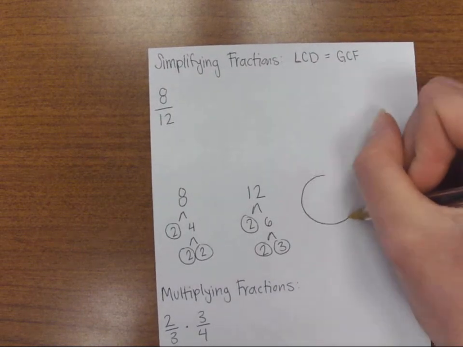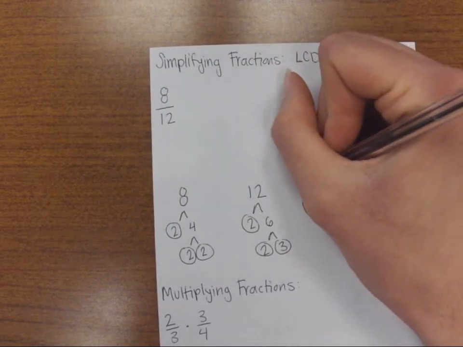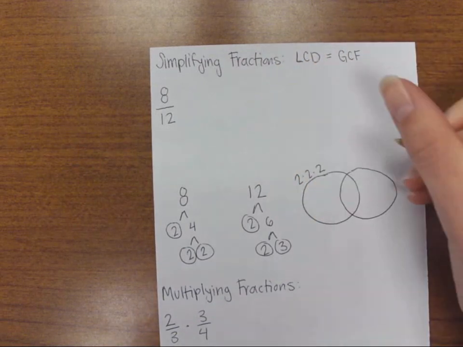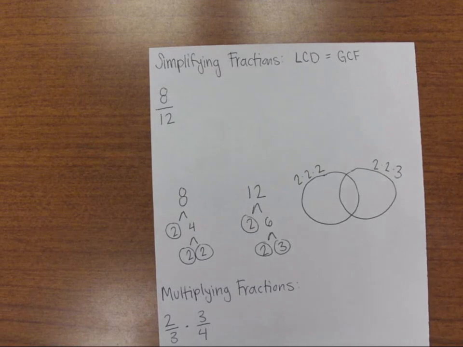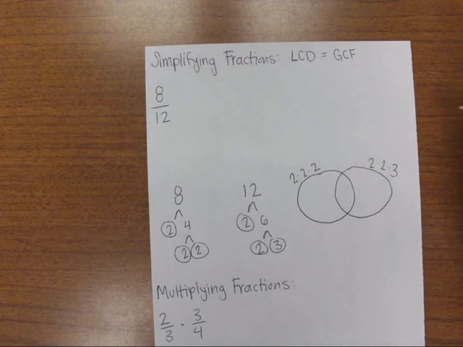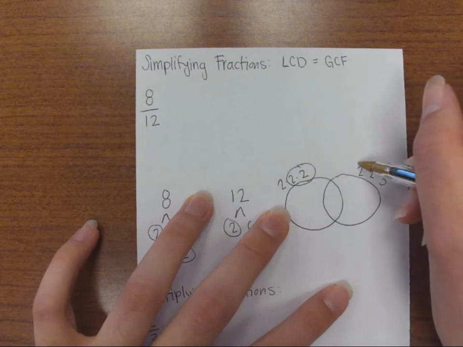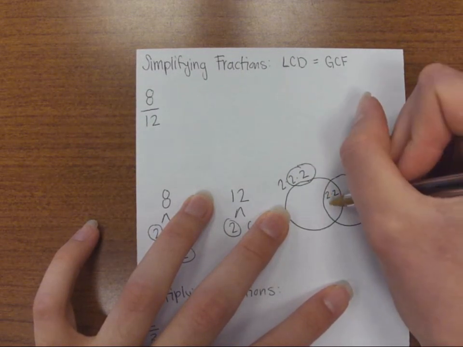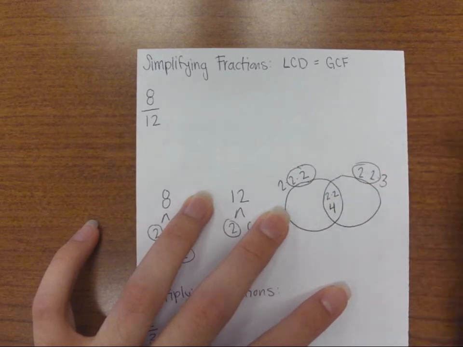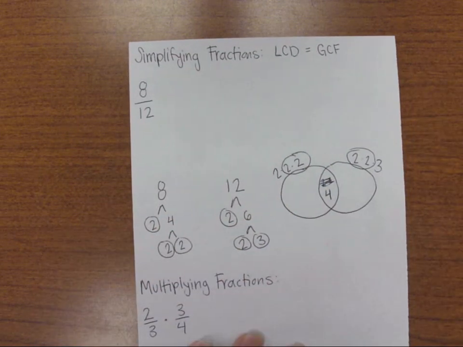So when I come over here to my Venn diagram, for my 8, I have a 2 times a 2 times a 2. For my 12, I have a 2 times a 2 times a 3 right there. And I'm going to look and see what they have in common. I can tell already that they've both got 2 2's right there. So those go right here in the middle. And 2 times 2 is 4. So I can write it that way as well. I'm going to cross that out so I don't get confused.